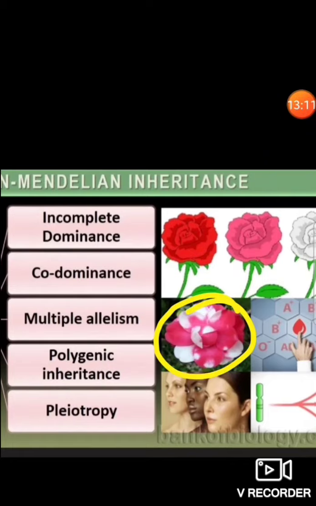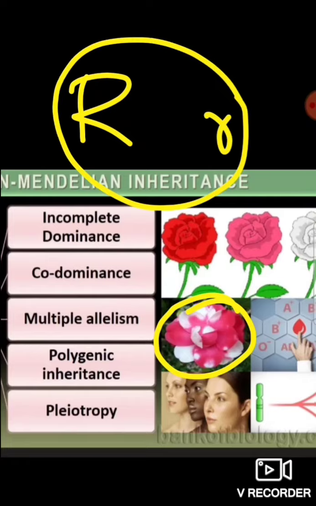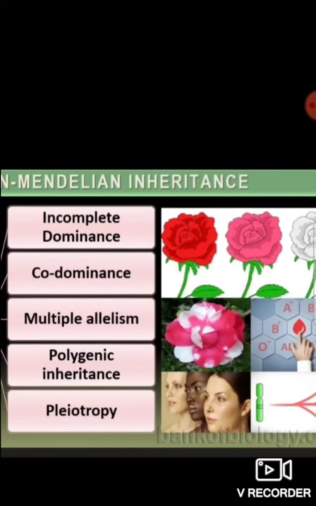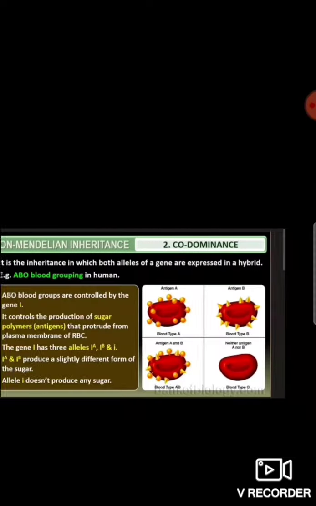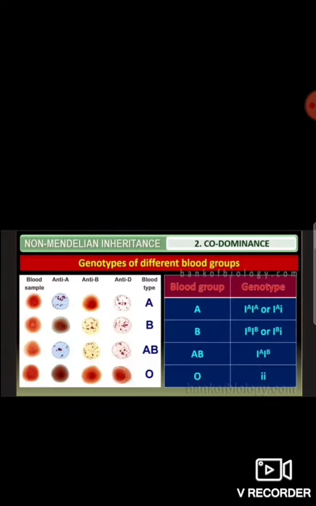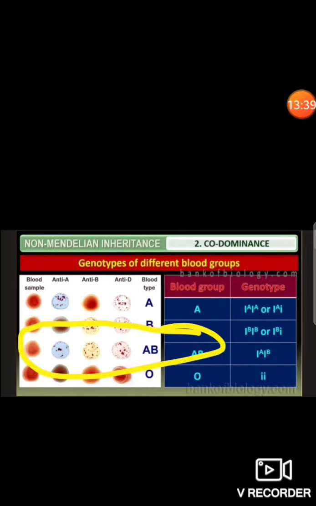Okay, so what is happening when both red and white color are present together? It is not that only one shows. Red is also expressing, white is also expressing, because both red and white are dominant. In some flowers you can also see codominance. In many examples you can see it. In the case of blood group, AB blood group is an example of codominance.